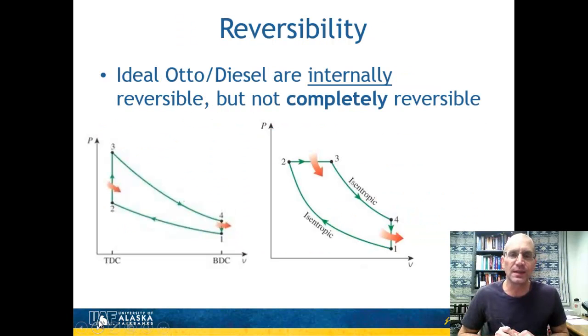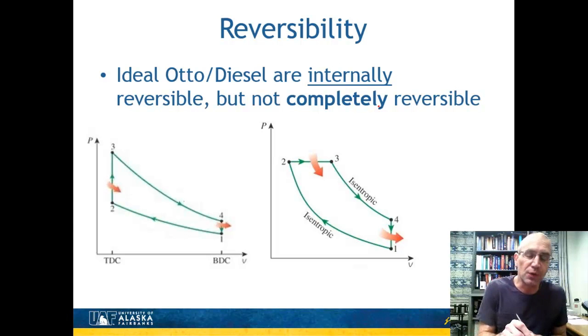Alright, so first I want to discuss a little bit about reversibility. Remember, we talk about things that are internally reversible and externally reversible. We talked about the ideal Otto and diesel cycle, and we said that they were internally reversible. What that meant was inside the system, there was nothing such as friction or heat transfer across finite temperature gradients. But the thing is that they're not completely reversible because they're not externally reversible.